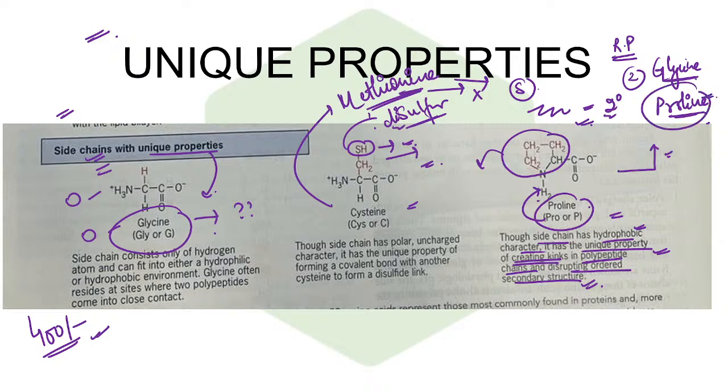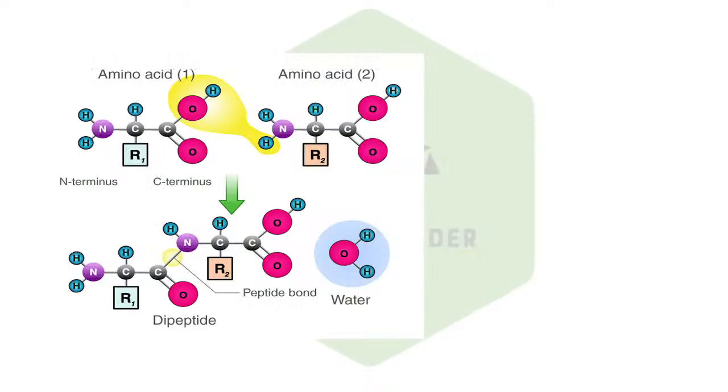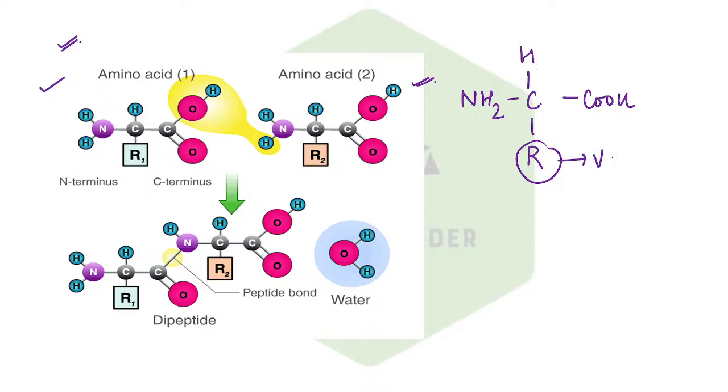I hope it's clear. Right, let's move forward now. Next, let's talk about the polypeptide chain. Let's talk about how a polypeptide chain gets formed. So you have the first amino acid, you have the second amino acid. When you look into the structure of the amino acid, you have an amino group, you have central carbon, you have carboxyl group, you have R, and you have H. Okay, this is the variable group.